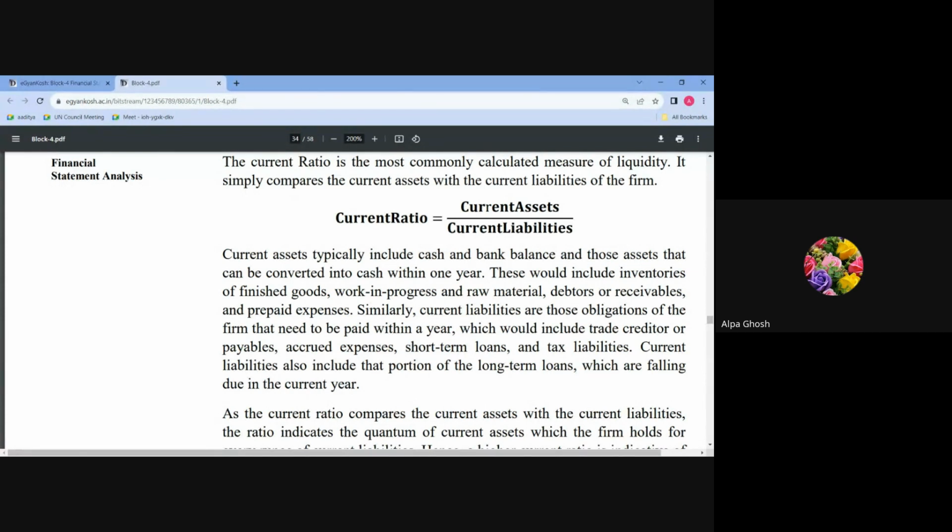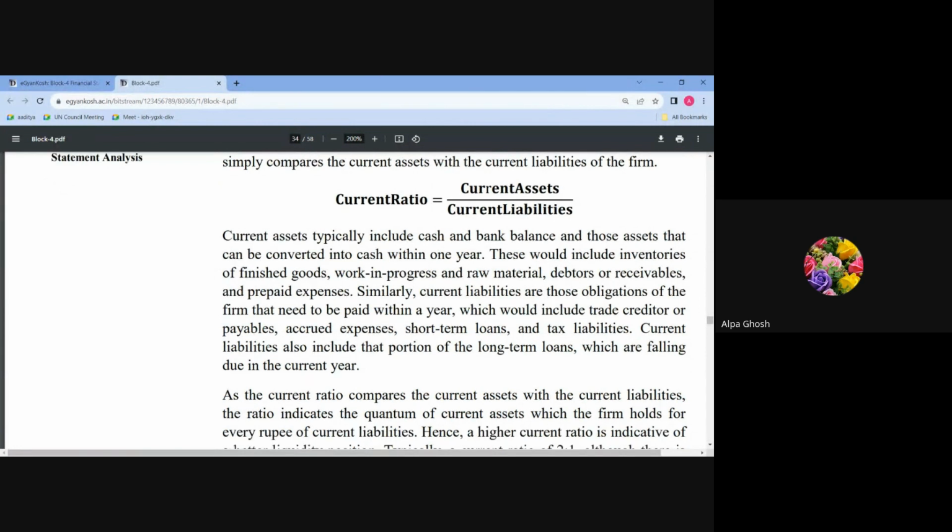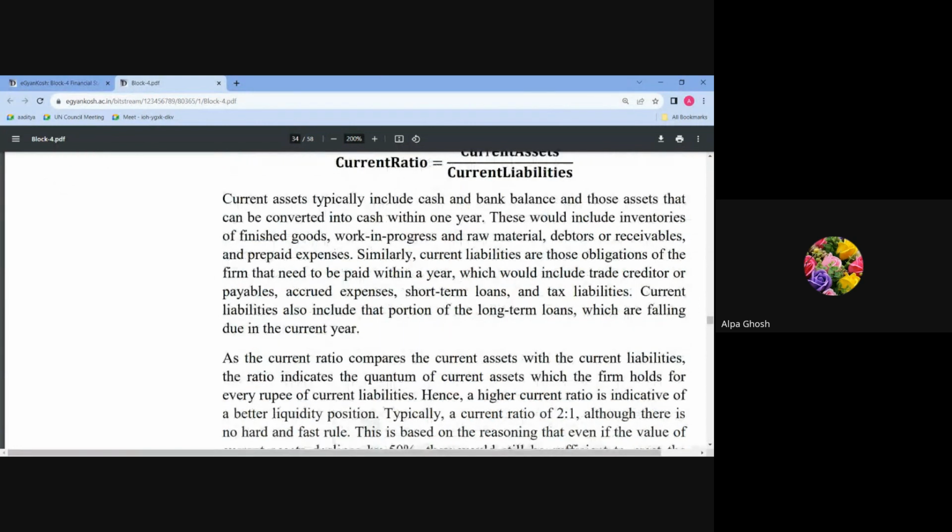So 1 year is the factor, 365 days. All those items which are realized or payable within a period of 1 year are termed as current assets and current liabilities. Current assets mostly include cash balance, bank balance.